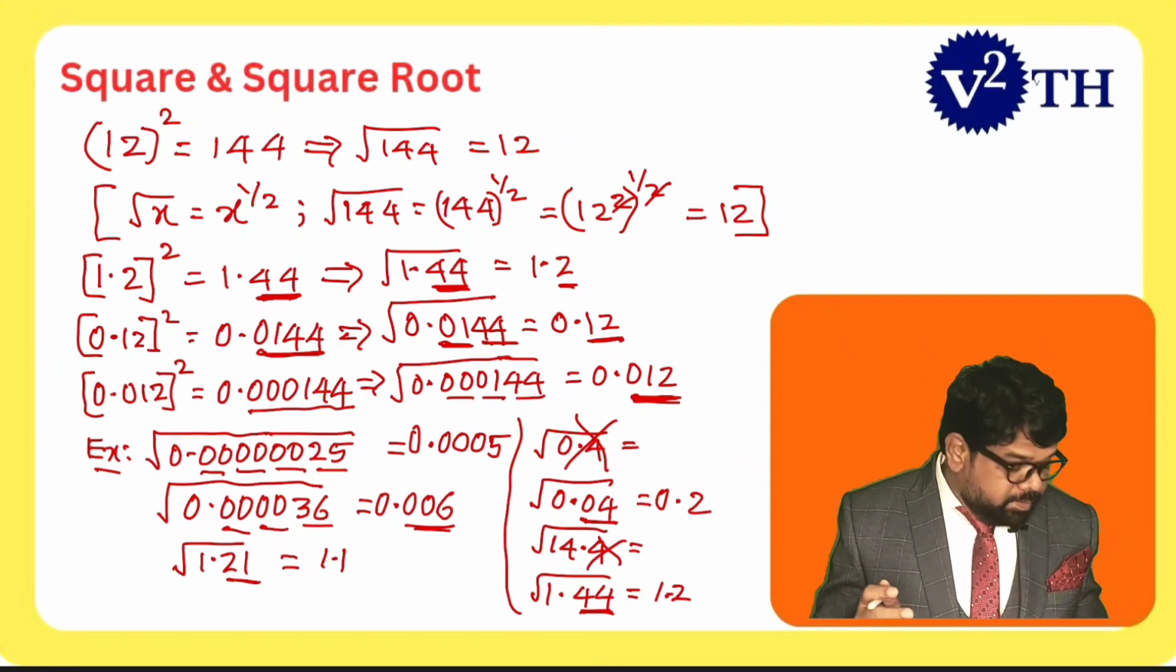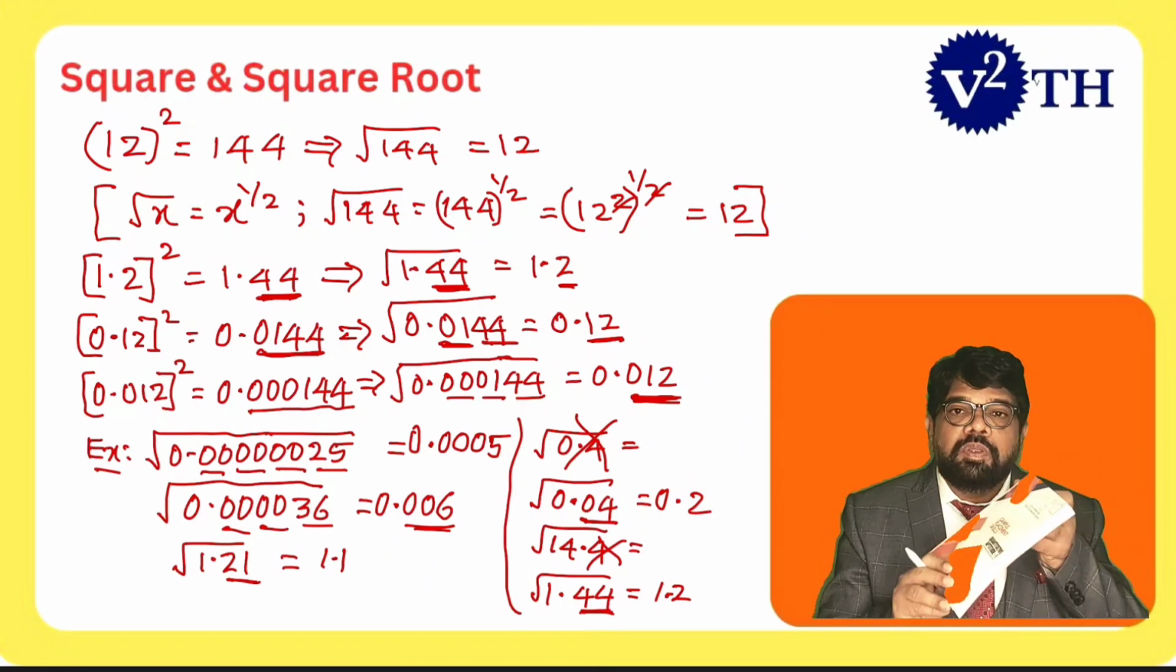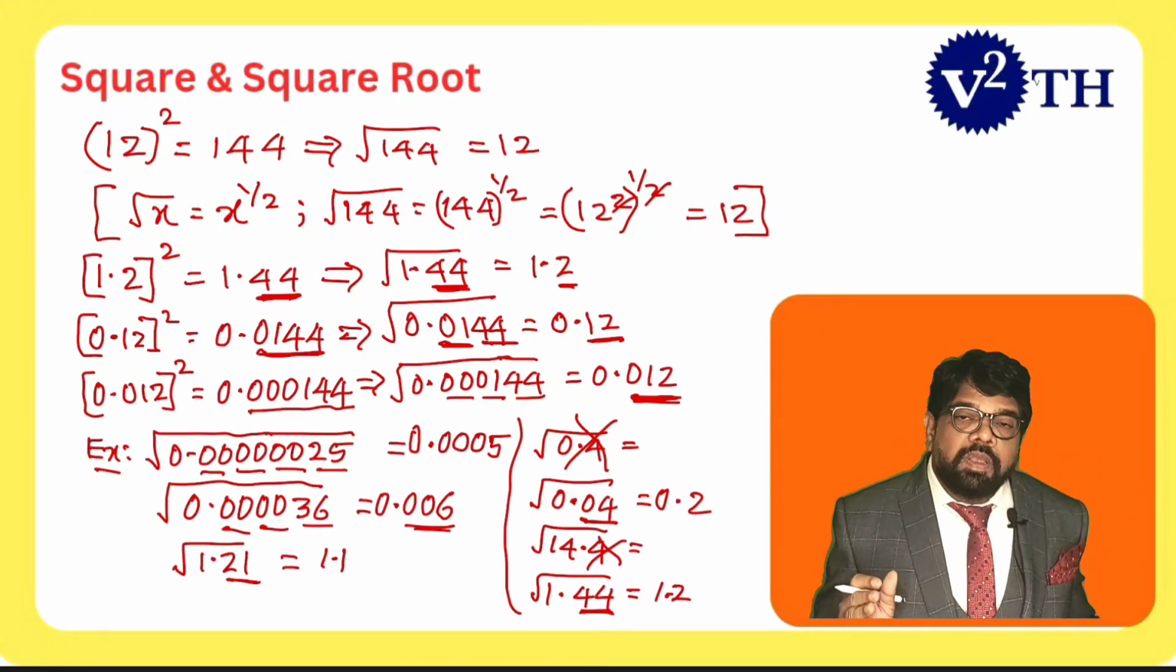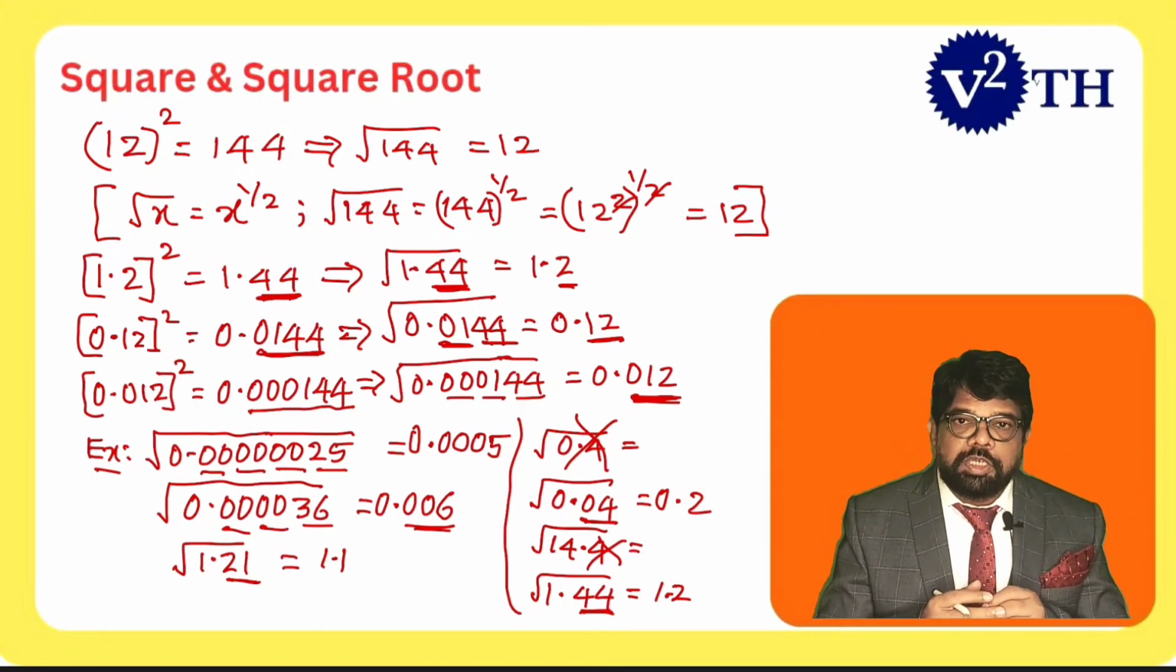Understood all of you? These examples are given clearly in this book. So you have to practice the examples. That is the relation between square and the square root. Thank you to all of you.